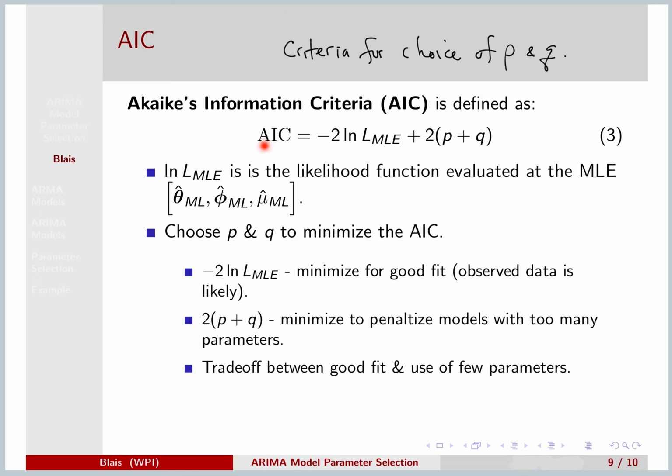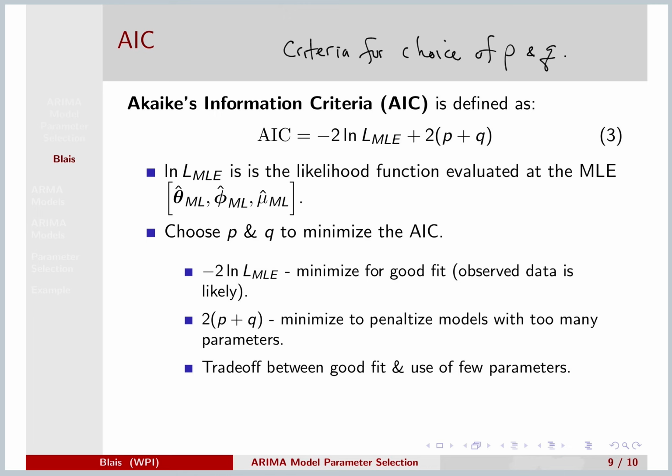So the AIC is defined as -2 times the log likelihood evaluated at the maximum likelihood estimators. So this L sub MLE is the maximized value of the log likelihood function, plus 2 times P plus Q. So the idea here is we want to minimize this AIC, and let's think about what that does.